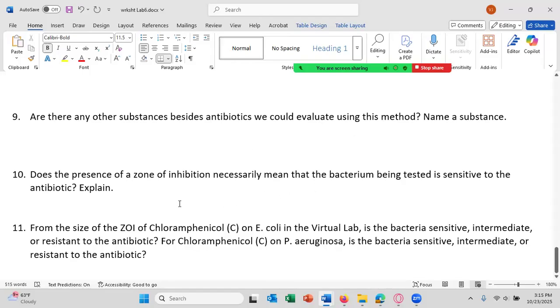10. Does the presence of a zone of inhibition necessarily mean that the bacteria being tested is sensitive to that antibiotic? Explain your answer. 11. From the size of the zone of inhibition of chloramphenicol on E. coli in the virtual lab, is the bacteria sensitive, intermediate, or resistant to the antibiotic? For chloramphenicol on Pseudomonas aeruginosa, is the bacteria sensitive, intermediate, or resistant to the antibiotic?